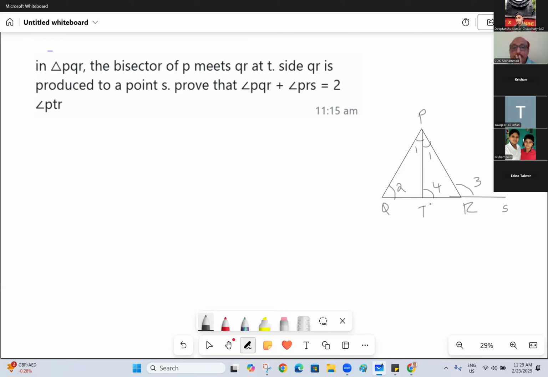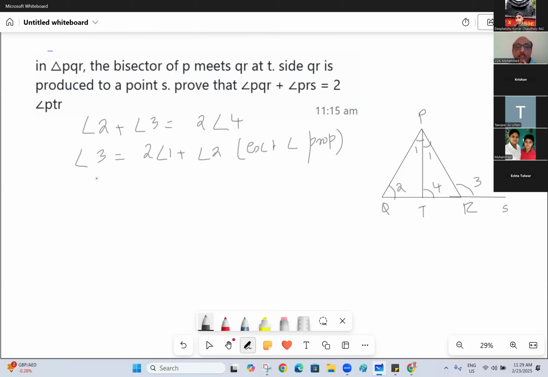Now we have to prove that angle PQR, that is angle 2, plus angle PRS, that is angle 3, is equal to twice angle PTR. This is what you have to prove. Now I will start with angle 3. Angle 3 is equal to angle 1 plus angle 2 because of the exterior angle property. Angle 3 is twice angle 1 plus angle 2.